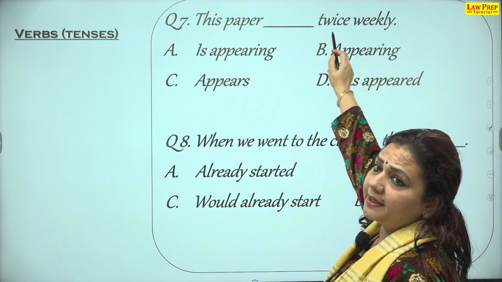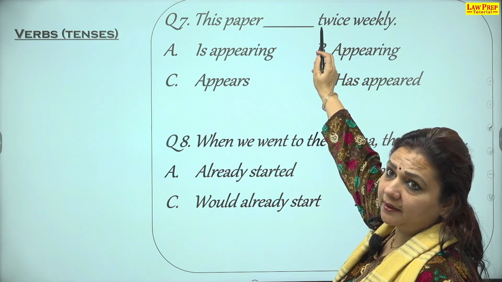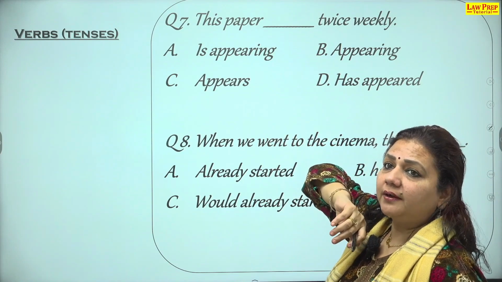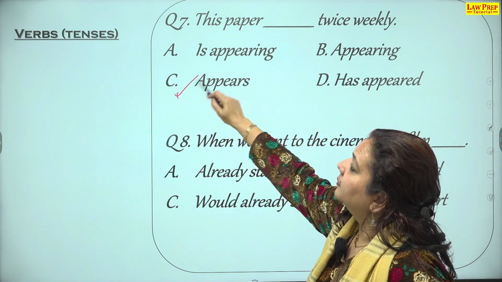ये हैबिट है कि पेपर हमेशा आता है, वीकली आता है, मतलब कि हमेशा ऐसा होता है। This is something which is a fact, so the answer is appears.